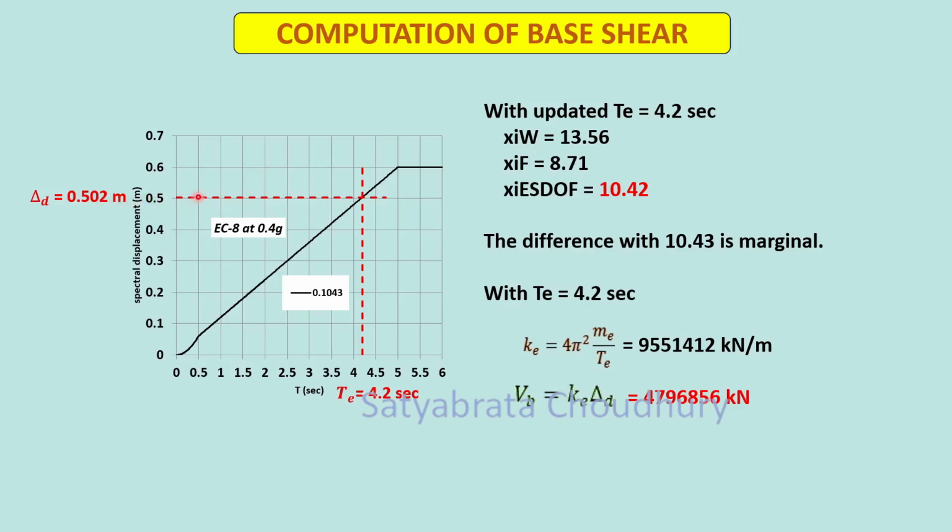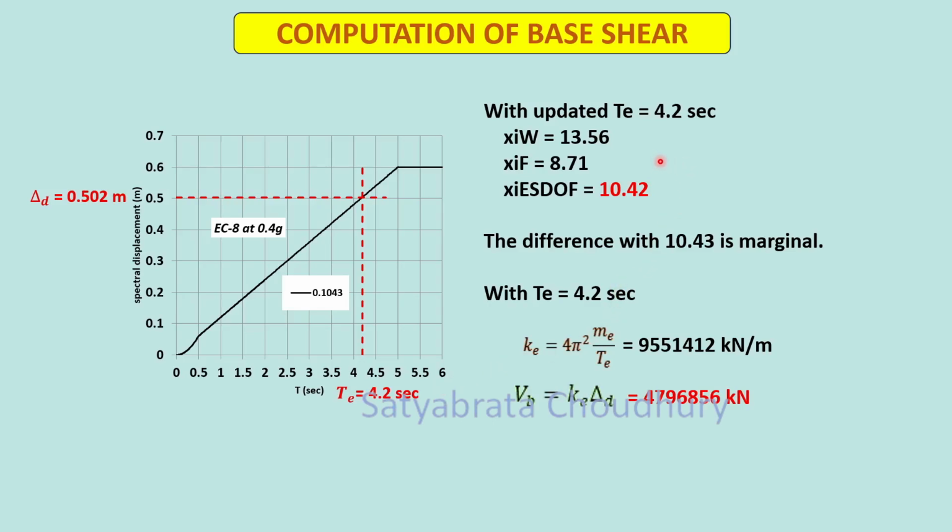So at this, if you draw a horizontal line which cuts the damping line here, and if you draw a vertical line downward, here you get the effective time period. So it is coming out as 4.2 seconds. Now the trial time period was different from this, so it will require another trial of calculation.